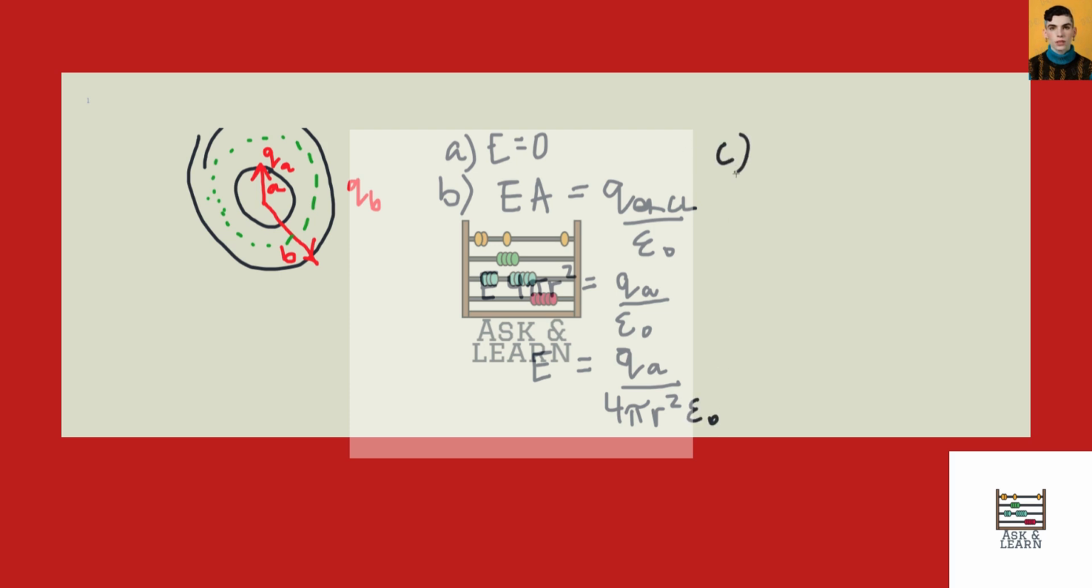And for C, I'm just going to skip this part because it's the same thing, except your Gaussian surface is now out here, and now you've enclosed all of the charge. So your QA goes from QA to QA plus QB, divided by 4 pi r squared epsilon naught.